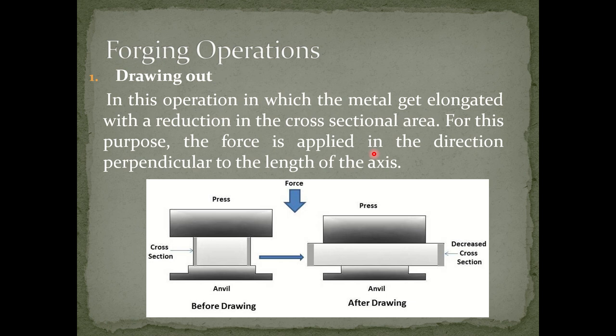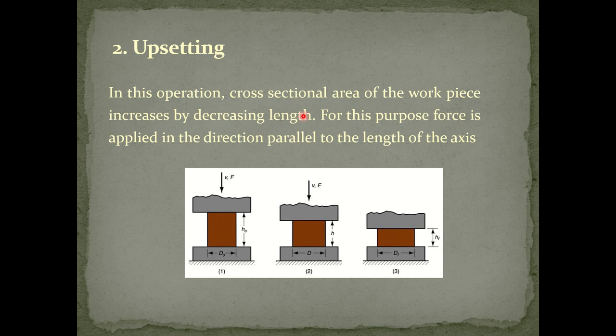For this purpose, the force is applied in the direction perpendicular to the length of the axis. Means jaha pe force perpendicular to the length of the axis honga, us process ko hum kahenge drawing out. And the next, totally opposite to drawing out, is upsetting.